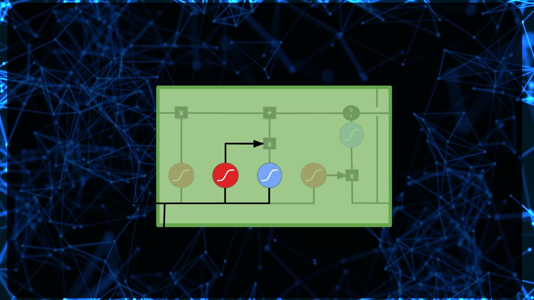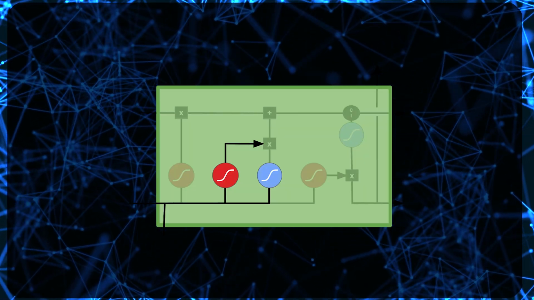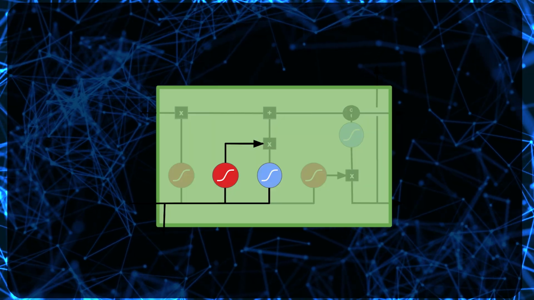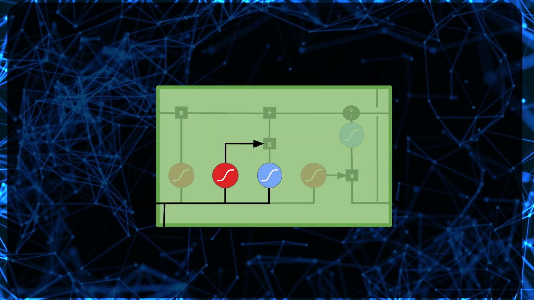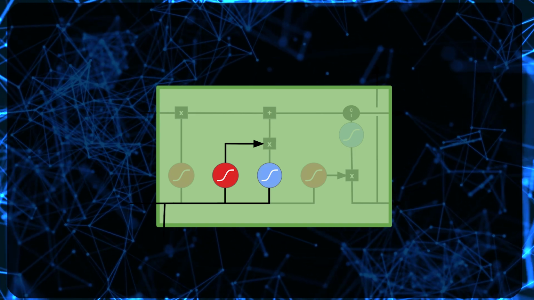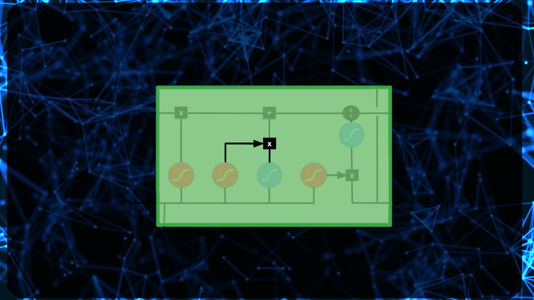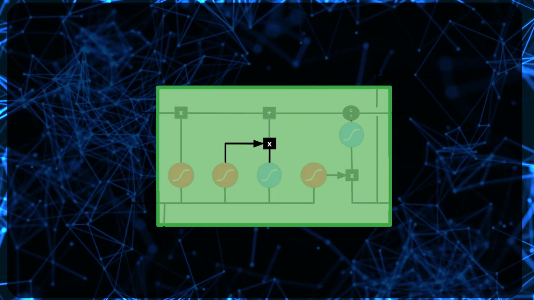The next step is to decide what new information we are going to add to the cell state. This is done in two parts. First, an input gate layer decides which values we are going to update. Then a vector is created with the information of the new values that can be added to the state.